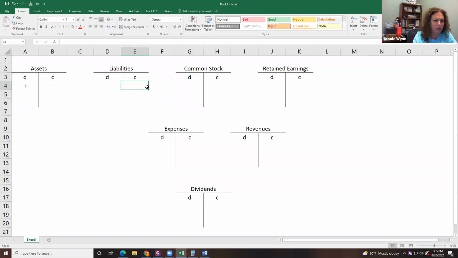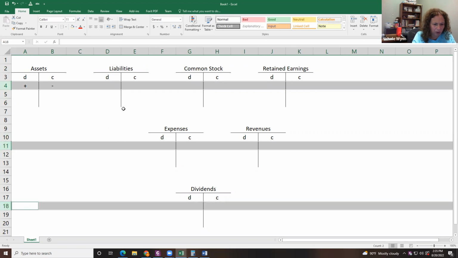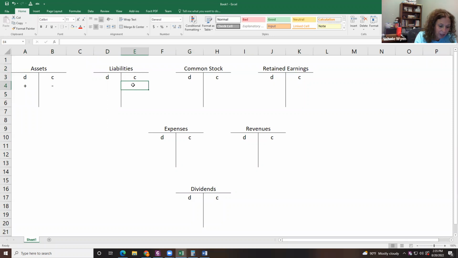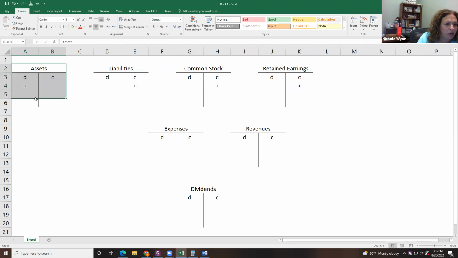So what I'm going to do, this whole row, and this whole row, I want them to be centered. On liabilities, the plus needs to be on the credit side. I'm putting an apostrophe in front of it so it lets me have it. So I'm going to put the plus on the credit side for each one of these. For liabilities, common stock, and retained earnings, I'm putting the plus on the credit side. And that's because it's the opposite side of the equation.